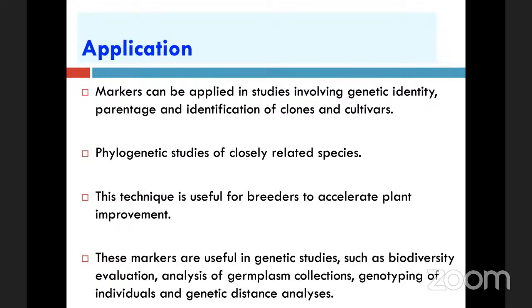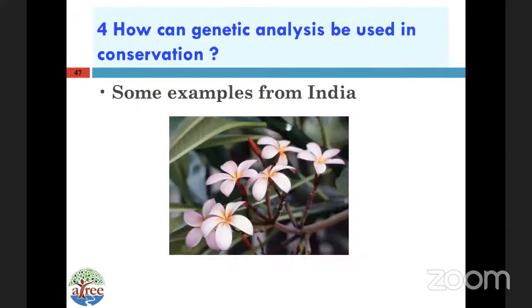They have been widely used for genetic identity, parentage, or identification of clones and cultivars. They have been used for studying phylogenetic relationships among species, though nowadays people are using a number of other markers and genetic tools for phylogenetic analysis. Nevertheless, people used SSR markers earlier to do phylogenetic analysis. For breeding purposes, especially in plants, people have been using SSR markers, and they have been used in a number of studies for biodiversity evaluation, for germplasm collections, for genotyping individuals, and for genetic analysis.